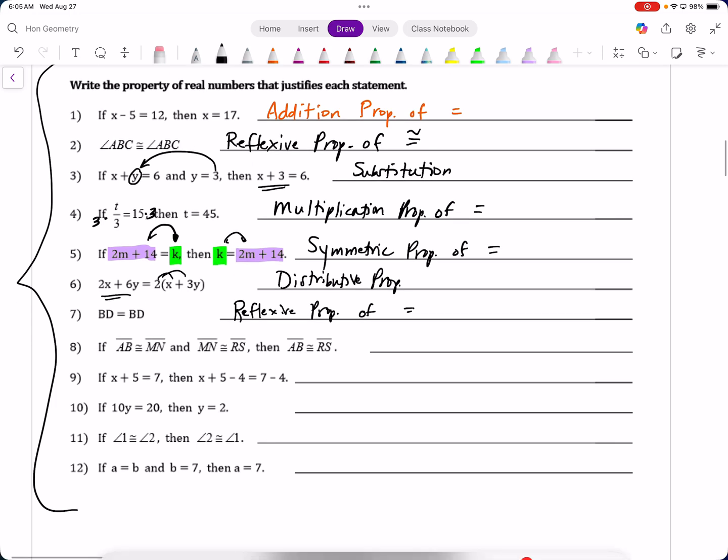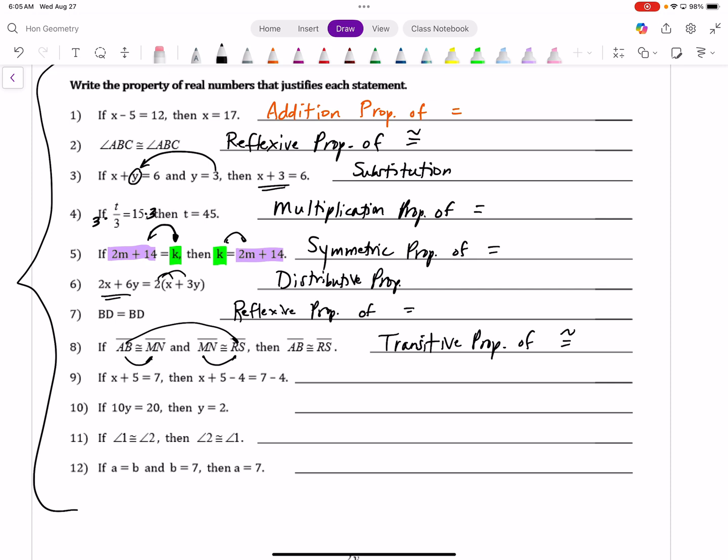Let's see what we got. So AB is congruent to MN. MN is congruent to RS. That means AB is also congruent to RS. That's the transitive property. It'd be of congruence because you got congruent symbols. All right, let's see what's happening next.